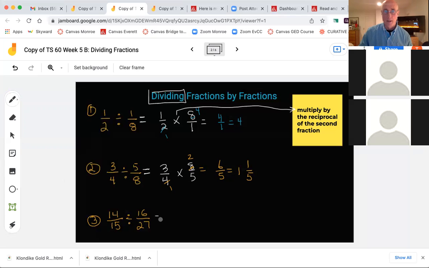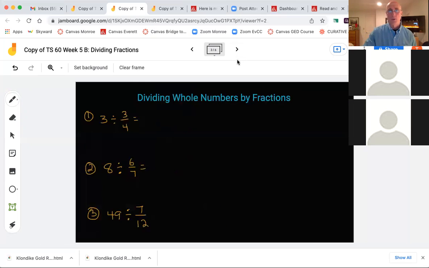So again, I would write 14/15 times the reverse, which becomes 27 over 16. And I don't think I'm going to finish that for you, but I will tell you that I would say, well, 3 goes into both of these, okay? And 2 goes into both of these, so I can cross cancel down. Okay, that kind of gets you going on that. All right, hopefully that's somewhat clear. It's just multiplying by the reciprocal of the same number.